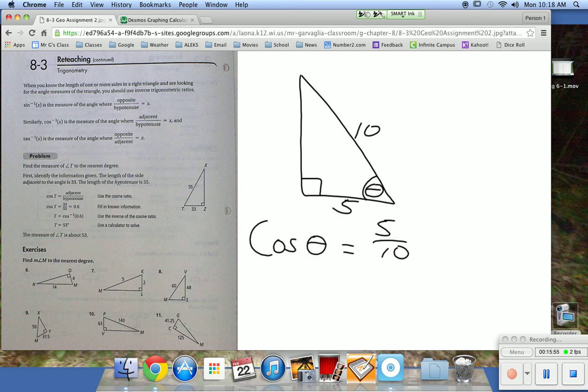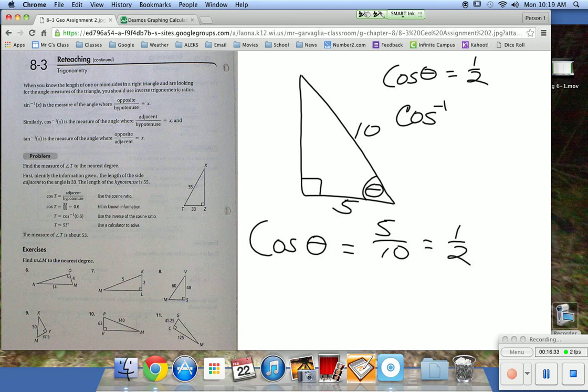All right, so I'm going to reduce this. 5/10 is 1/2, right? Cosine of theta equals 1/2. Take a look on your calculators, and you're going to see something that says cosine to the -1. This is what we're going to use to figure out what that angle is.